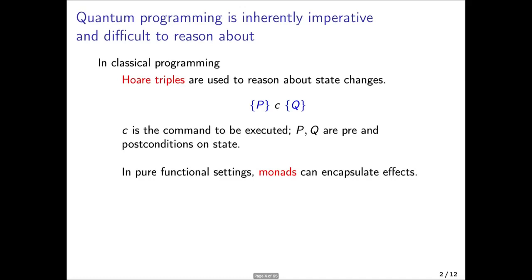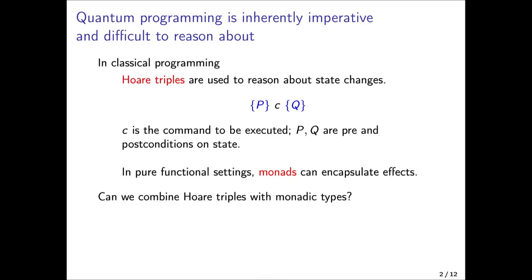We also know that in pure functional settings, it is easier to reason about programs, but we do not have access to state easily, for example in a typical functional programming language like Haskell. The way to get over that restriction is by using monads, which encapsulate the result of computational effects and give you a clean interface to work with state in a purely functional setting.